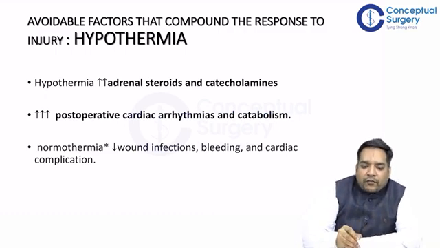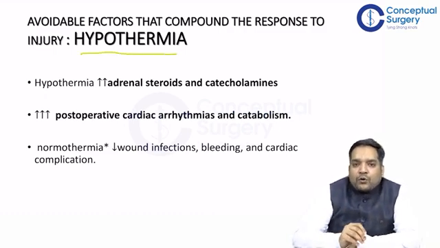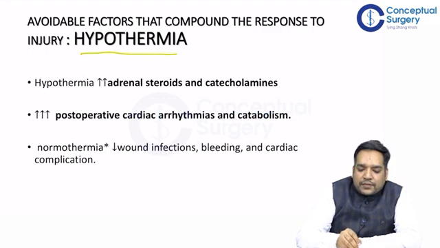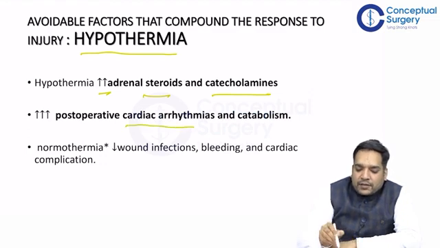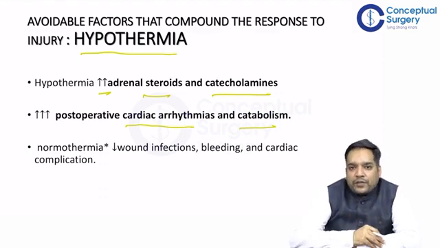So the next vital factor is hypothermia. So what does hypothermia do? Hypothermia increases the adrenal steroid and catecholamines, and it also increases the postoperative cardiac arrhythmias and also increases the catabolism. So normothermia decreases wound infection, bleeding and cardiac complications.